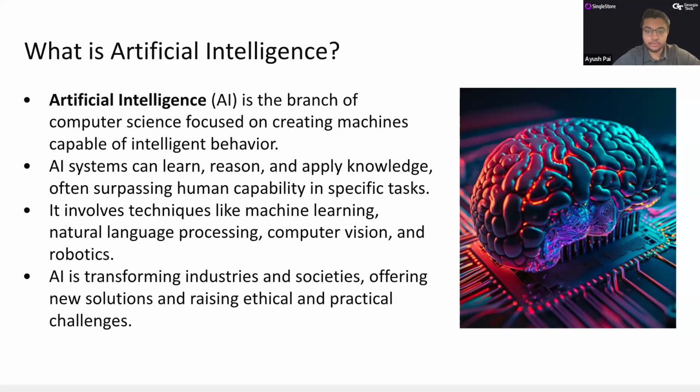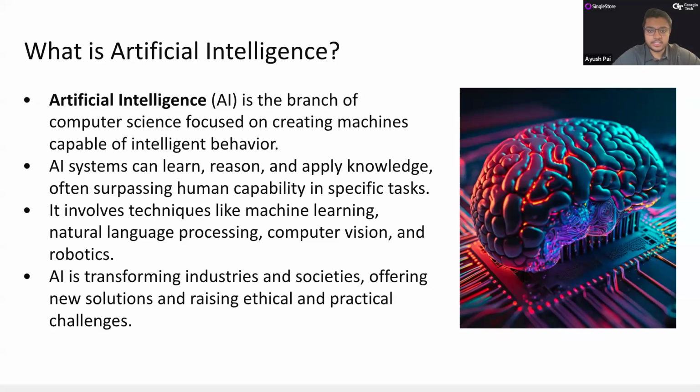Unlike traditional software, AI systems have the remarkable ability to learn, reason, and apply knowledge, and a lot of the times they're actually outperforming humans in various specialized tasks. AI is not just a monolithic technology. It's a whole branch of computer science that started in the 1900s with Alan Turing, the father of computer science, also known as the father of AI, with the Turing test. From there, we saw all the developments in AI up to today.